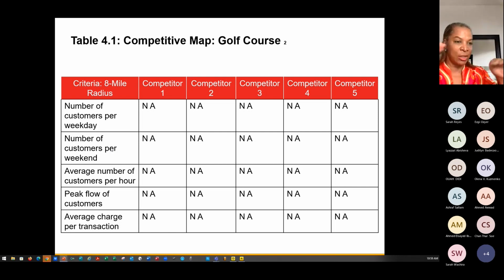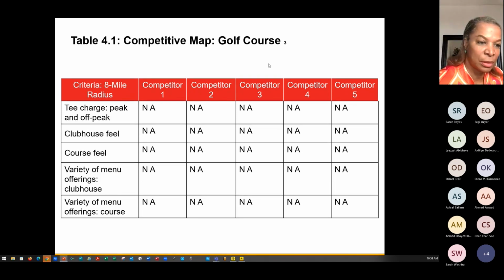That could be a strategic advantage where you offer more discounts during the week because it's less busy during the week. So you have more people coming in, driving your revenue. A lot of people play golf on the weekend. So you want to look at that. The average number of customers per hour, the peak flow of the customers, and the average charge per transaction for all of your competition.